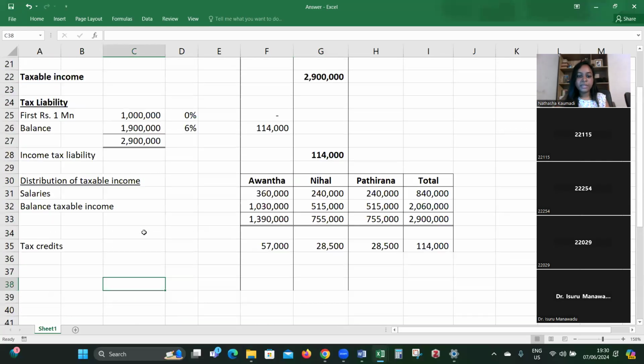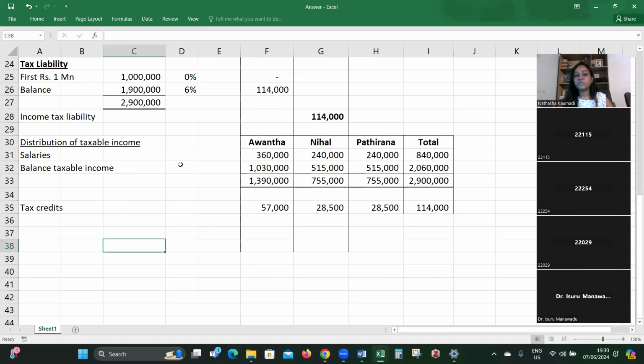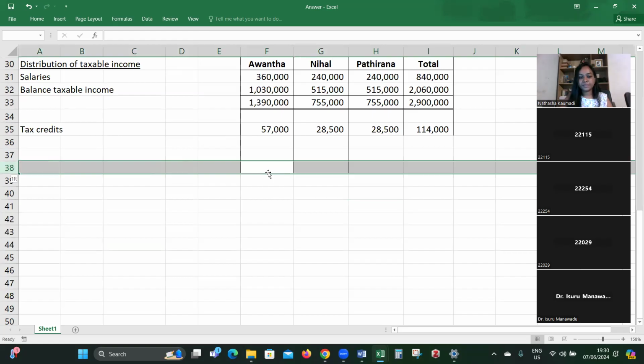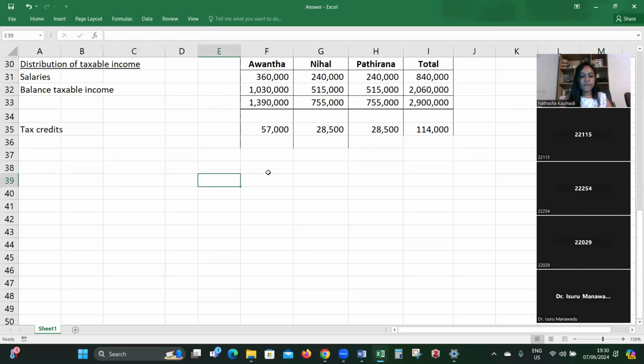Okay, so that's all about the partnership taxation. We have calculated it and we have shown the distribution part as well. Are you clear about the partnership taxation? This part? Right. Okay, so we are moving to the second part. Now the first requirement is done. Now the second requirement, what is that?